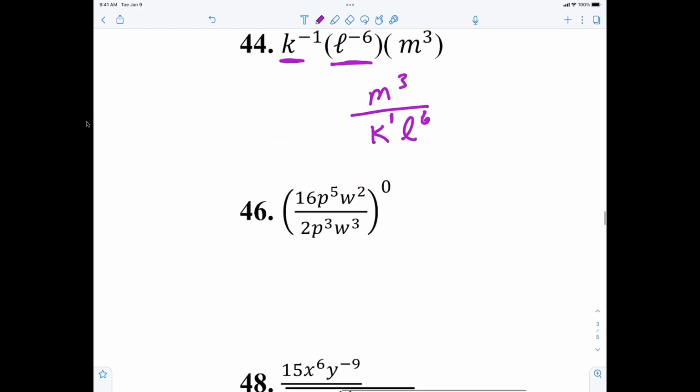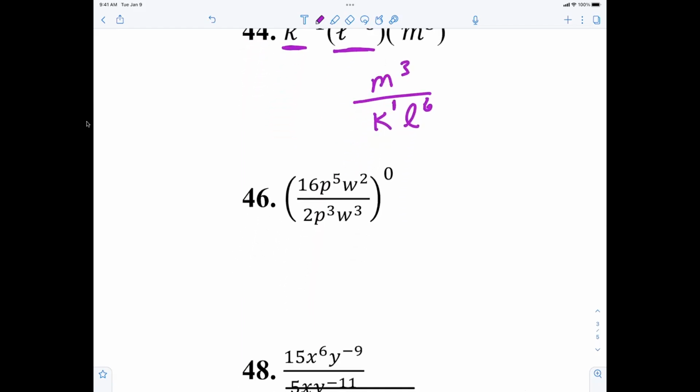And now lastly, I haven't mentioned this, but anything to the 0 power is what? 1. Everything here is to the 0 power. Therefore, it equals what? 1.